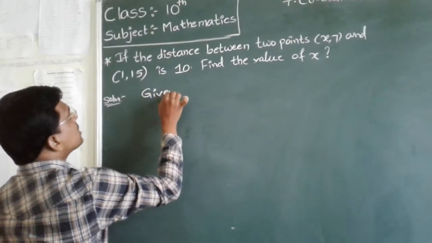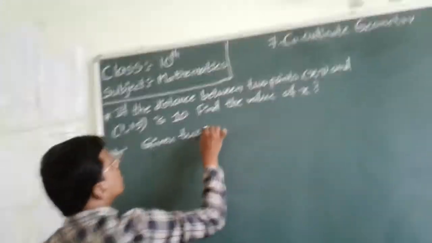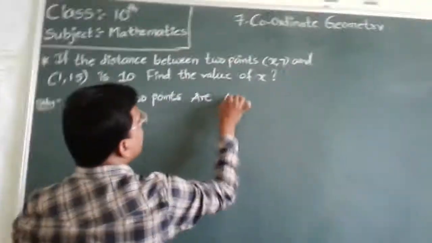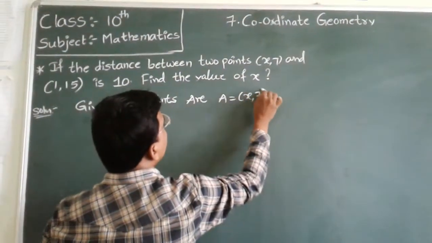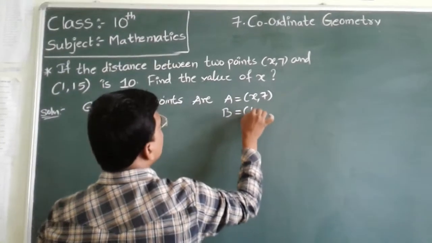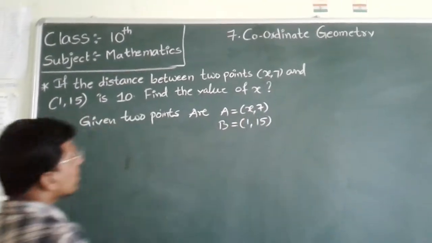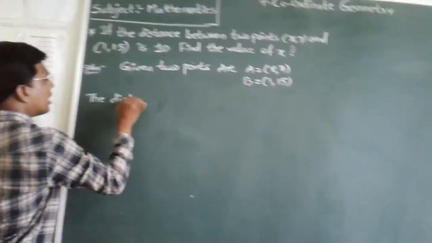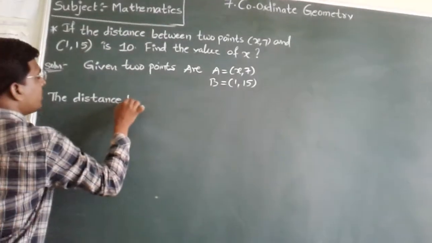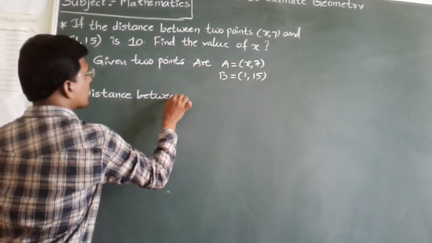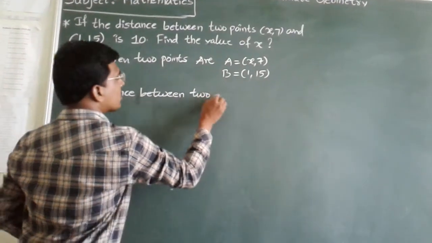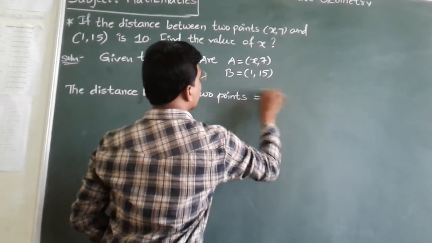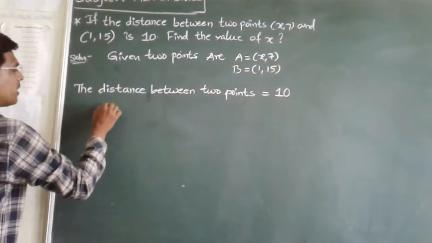Given 2 points, A is equal to (x, 7) and B is equal to (1, 15). The distance between two points. So how much has he given in the question? That is 10 units. Okay. So what is the formula for distance?